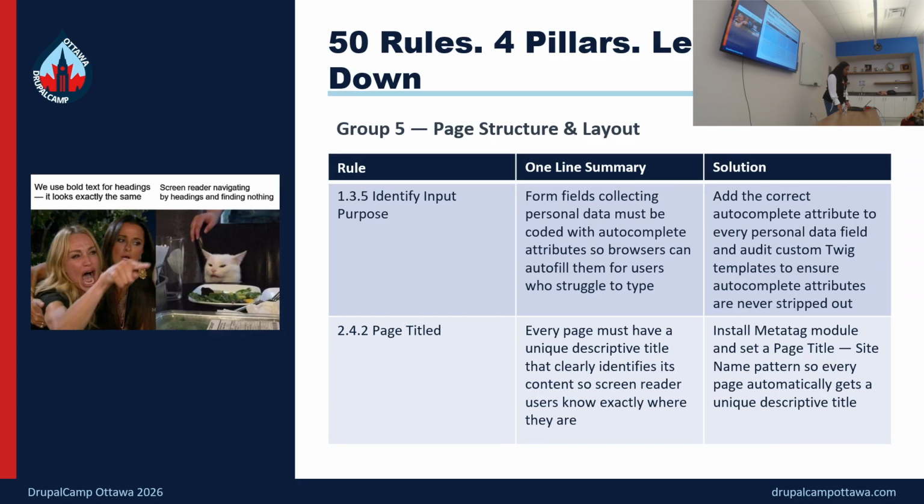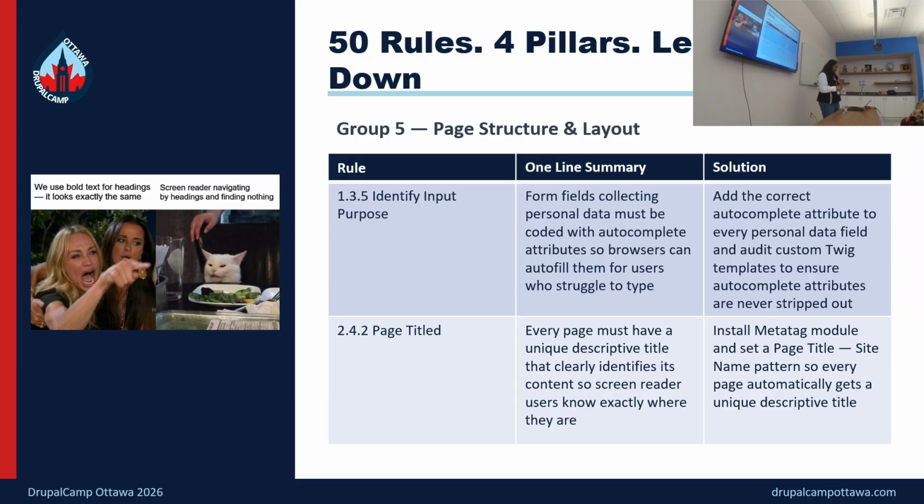The next one is 1.3.5, identify the input purpose. Form fields collecting personal data must also be coded with an autocomplete attribute, so that the browser can autofill them for the user who struggle to type. It's pretty simple. If you are collecting personal information, you need to add an autocomplete attribute to the fields. Solution for that is add the correct autocomplete to every personal data field and audit custom tweaks or templates to ensure that autocomplete attributes are never stripped off.